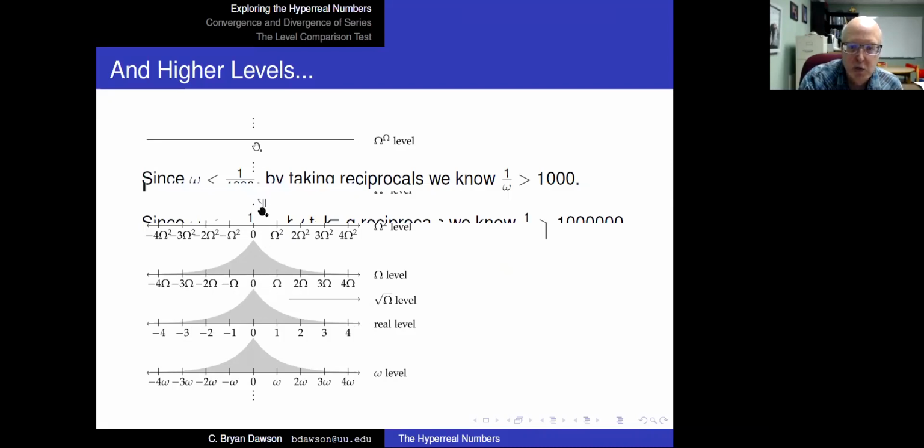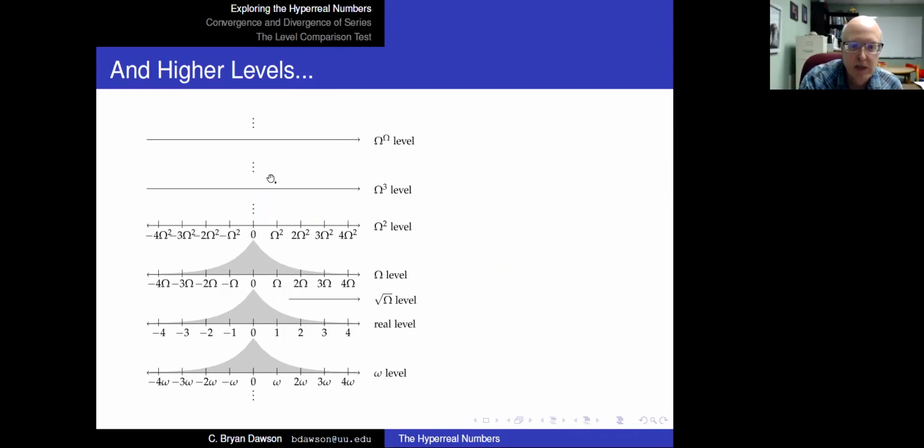And you can keep going to higher levels of numbers. And again, infinitely many different levels between each of these. Like your square root of omega level would fit in between your real level and your capital Omega level. So you have infinitesimals, you have infinite numbers, and they can all fit on a number line, but just on various levels, lower and higher.